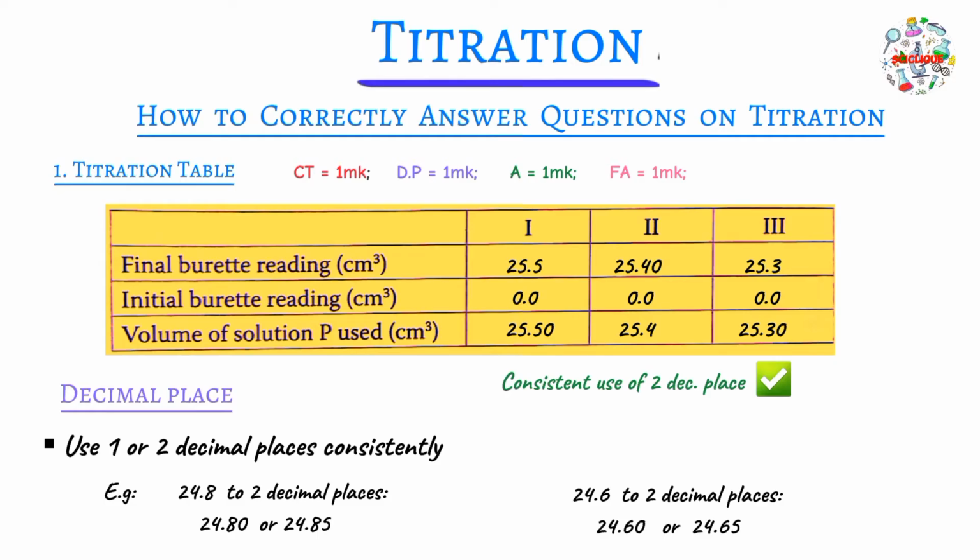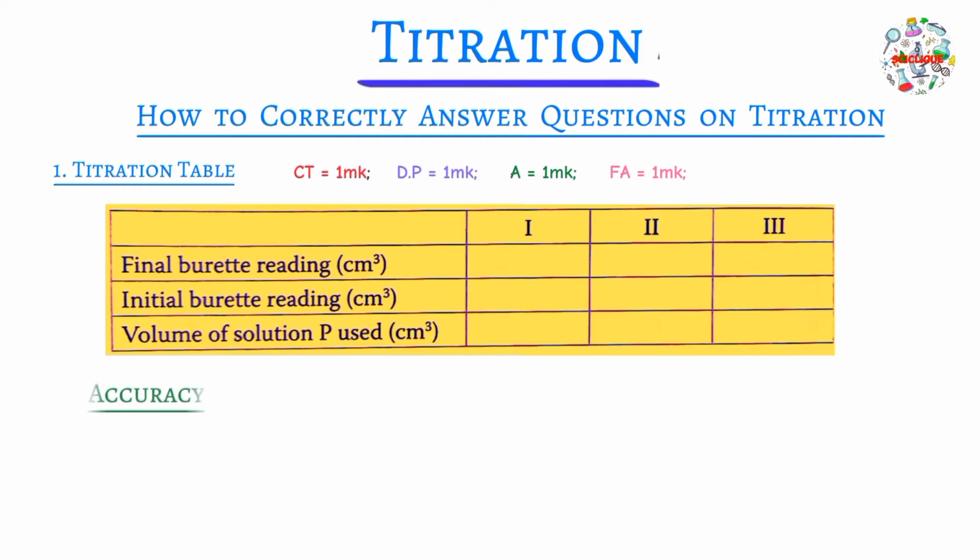Now, the only difference is when it comes to 0. If you were to write 0.0 or 0.00, there's literally no difference. So you can use either. It doesn't matter when it comes to 0 cubic centimeters. Okay, moving on to the third marking point of the table, accuracy.